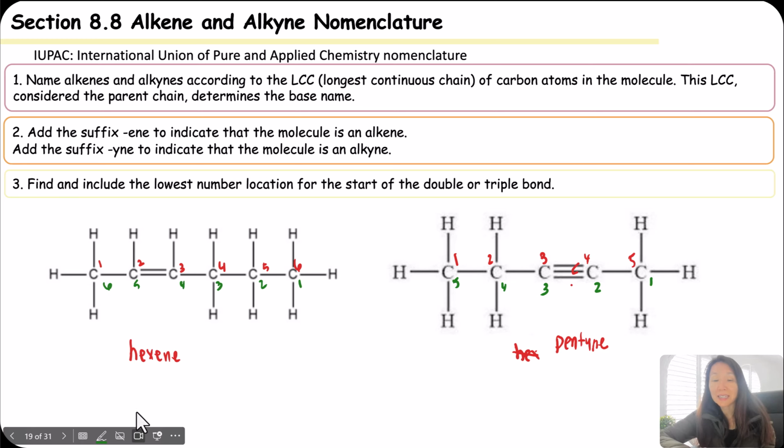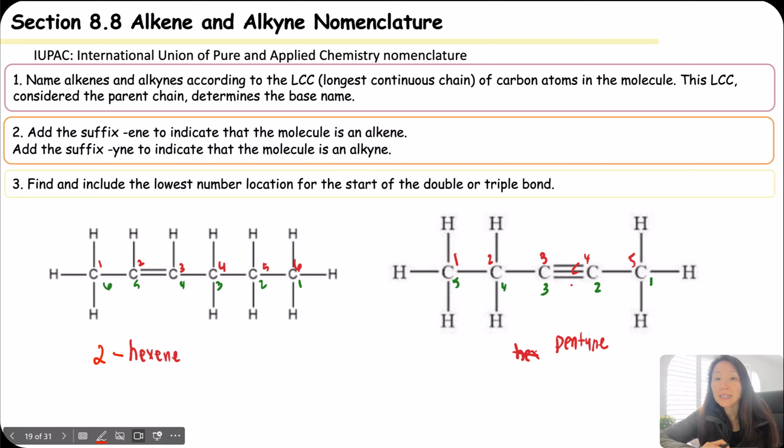So let's talk about the hexene. If I were to consider numbering in the red direction, going 1 through 6, well, the start of the double bond is on carbon number 2. Whereas if I were to go in the other direction, the start of the double bond is on carbon number 4. So we want to find the lowest number location for the start of the double and triple bond. So we consider this as 2-hexene instead of 5. So we would write, let's go ahead and keep the color coordination, 2-hexene.